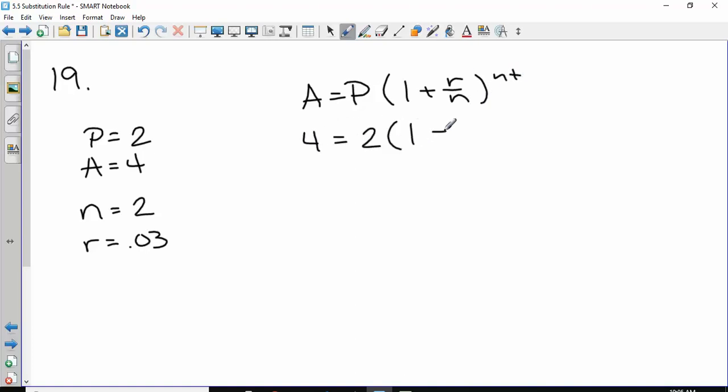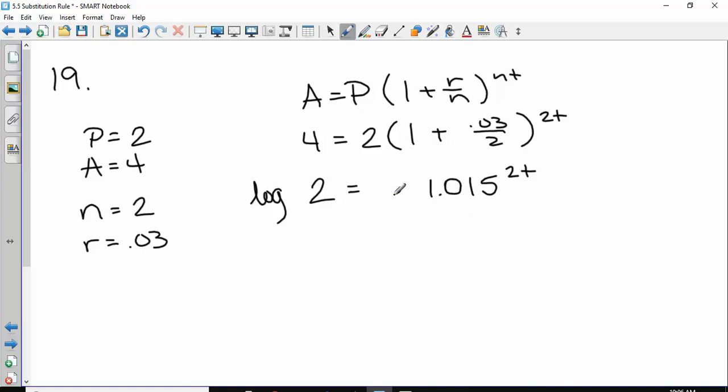So my a is 4, b is 2, 1 plus 0.03 over 2 to the 2t power. Divide over the 2. 1 plus 0.03 divided by 2 is 1.015. Now this is like a question that I would have given you on 5 through 9. We can't get a common base, so what do we do? Log. Add the log. Does it matter which one? No. So we have log 2 equals, exponent comes down.